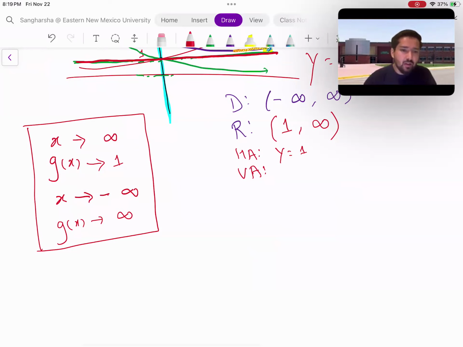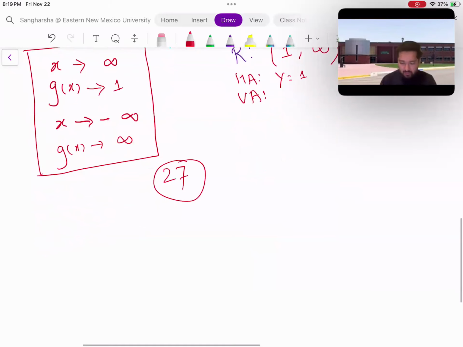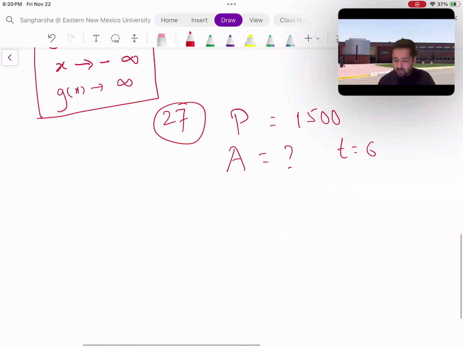Okay, now the next is 27 and 28. In 27 and 28, there is an initial deposit of $1,500. So the deposit is our principal, which is $1,500. You deposit initially $1,500, and you are asked to find the amount in the bank account, which is unknown, after 6 years. So our time is 6 years for the interest rate and compounding frequencies given.